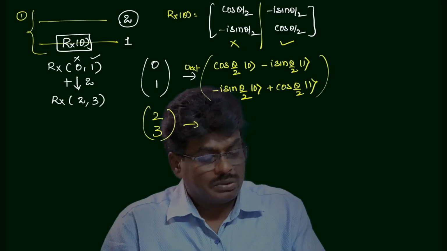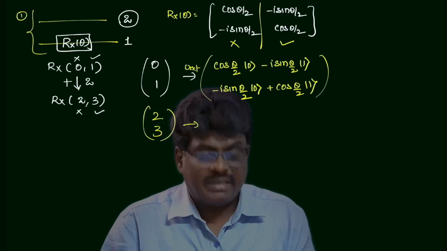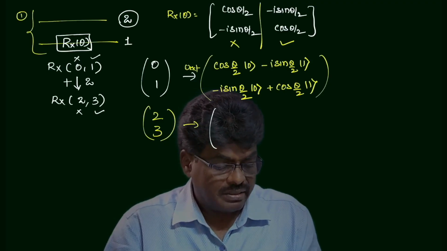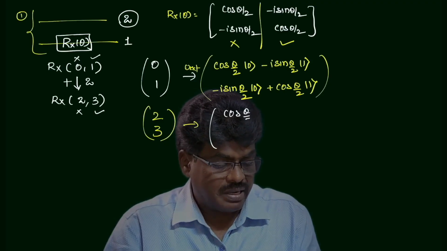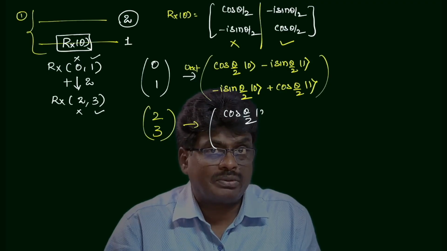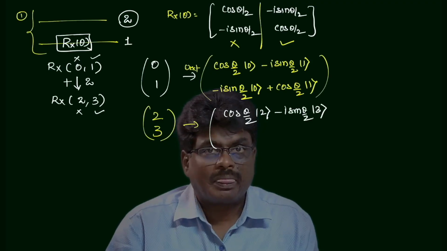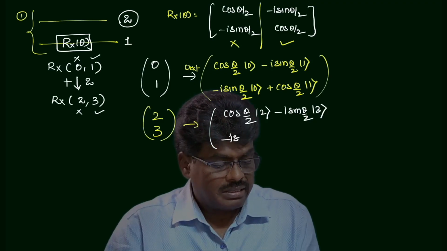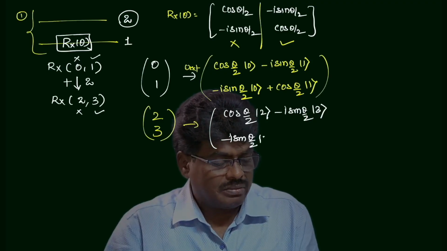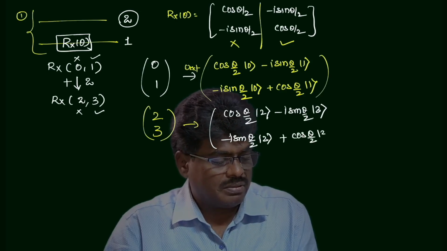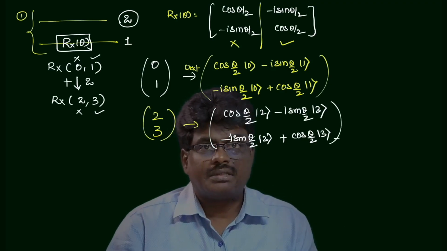And here 2 is in the off state and 3 is in the on state. That's why I'm taking cos theta by 2, but it creates a superposition of 2 and 3, so that's why minus i sin theta by 2 3 here, and that 3 minus i sin theta by 2 2 plus cos theta by 2 3. That's it.